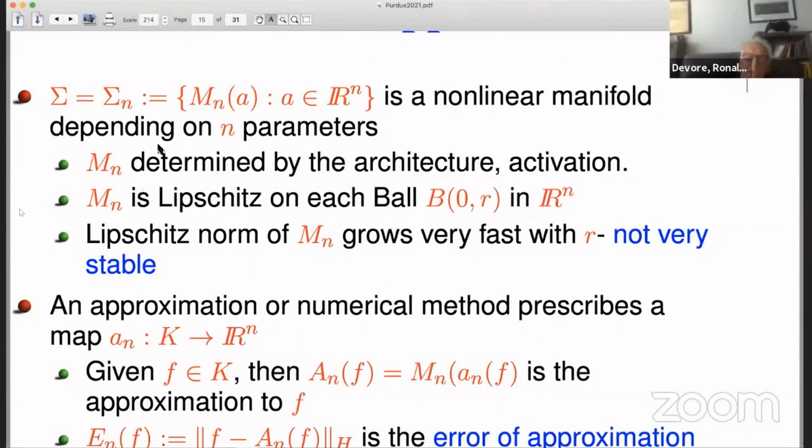So again, what is Mn? Given that I've chosen the parameters A to approximate F, Mn of A would be the function that I produce. Turns out to be, if I think, for example, of ReLU activation, the function I produce will be a piecewise polynomial on a very complicated partition. And so it's a function that depends on the parameters that I've chosen. And Mn describes what this function is as I vary the parameters A.